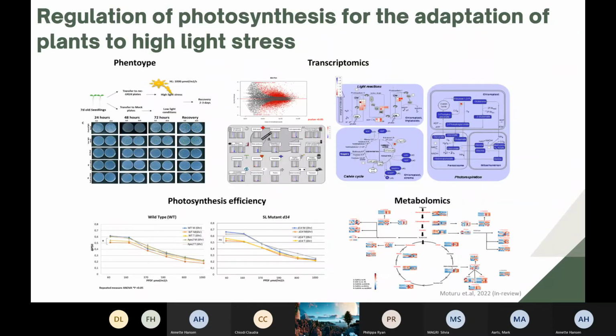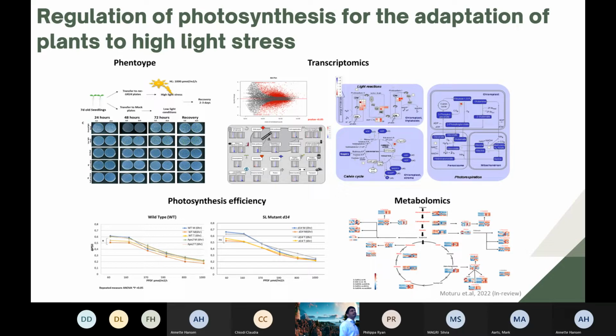The third one I was working on was stress. When I was looking at the transcriptome, I was able to see some photosynthesis genes, which made me curious. So there is some role of strigolactones with photosynthesis, which made me curious to look into how strigolactones might be regulating photosynthesis.